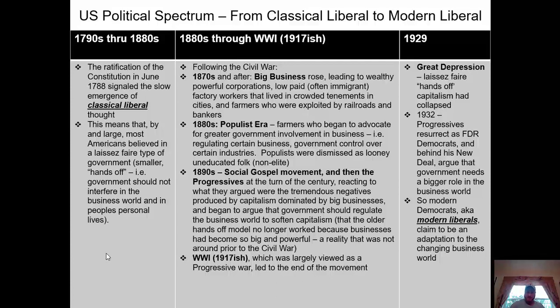So progressives were from both parties, Republican and Democrat, in the early 20th century. But in 32, they resurrect as modern day Democrats. So modern Democrats, if you look at the last bullet, modern liberals claim to be an adaptation to the changing business world. They claim that the more hands-on model of modern day liberalism is a correction of classical liberalism that they argue, like the progressives did, no longer works because of the rise of big business. All right.